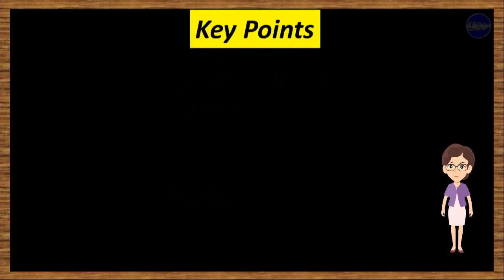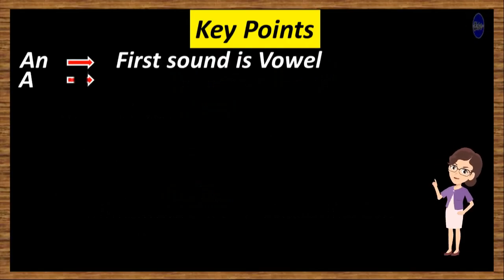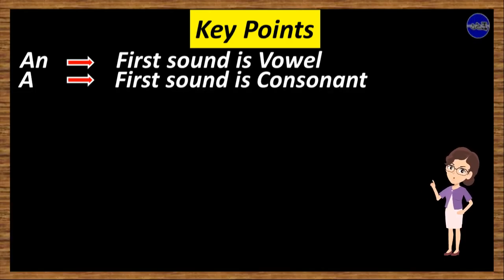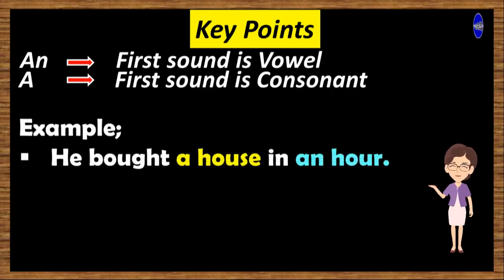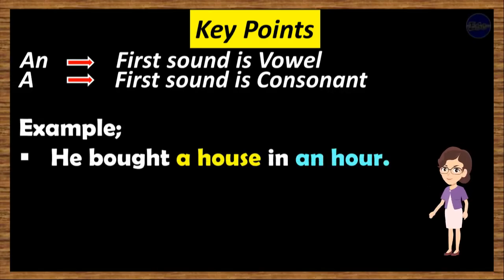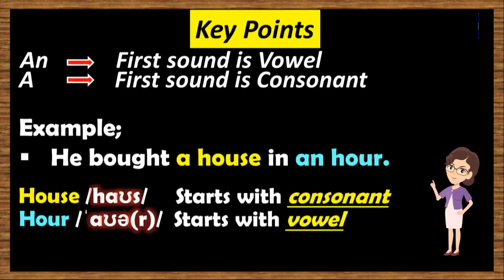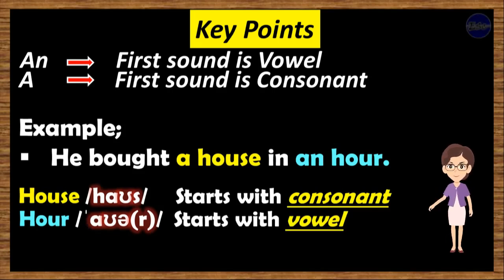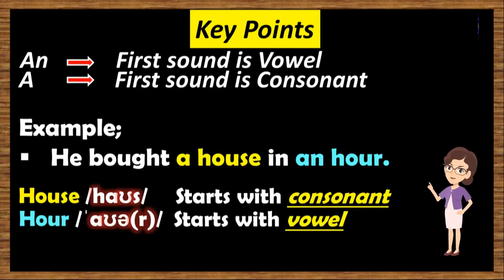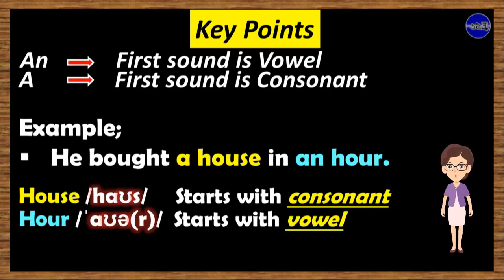Key points. Bear in mind these rules. Number 1. Use an before a vowel sound and a before a consonant sound. For example, he bought a house in an hour. House and hour start with the same letter H, but house attracts a and hour attracts an. It happens because house starts with a consonant sound, while hour starts with a vowel sound. So, once again, use an before a vowel sound and a before a consonant sound. In other words, not the letter but the sound.